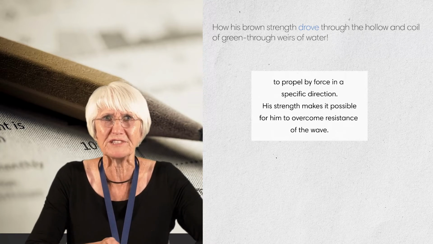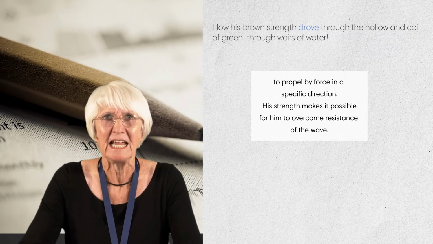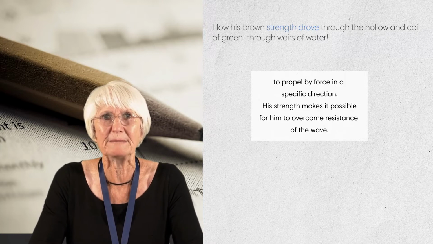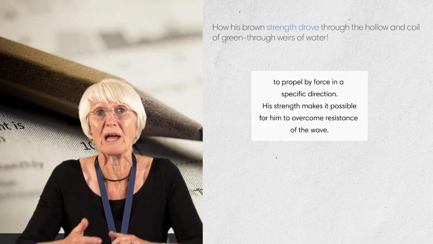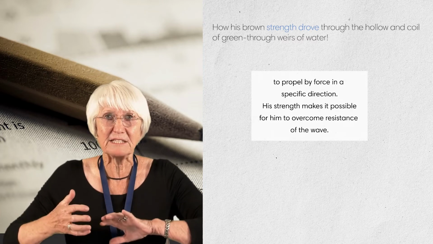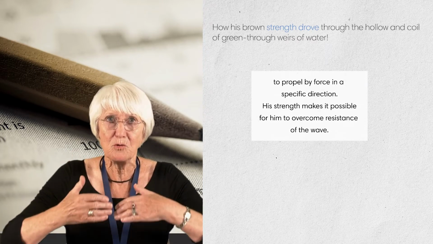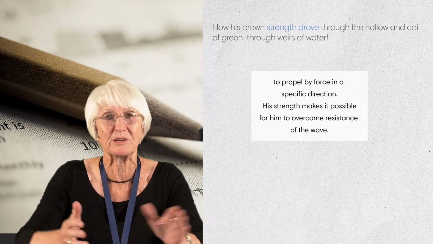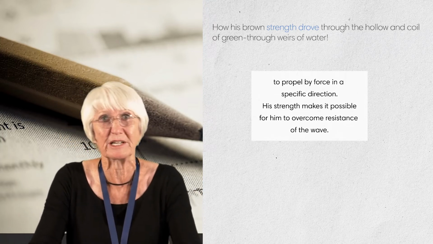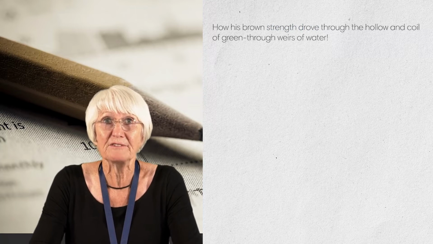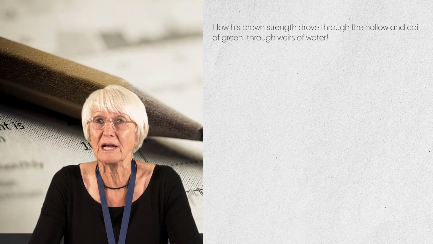propelling by force in a specific direction. His strength makes it possible for him to overcome the resistance of the wave, and behind it, the massive resistance of the sea that is behind the wave, the sea moving forward in direction when the surfer is going in the opposite direction. So he drives through the hollow and coil of green through weirs of water.